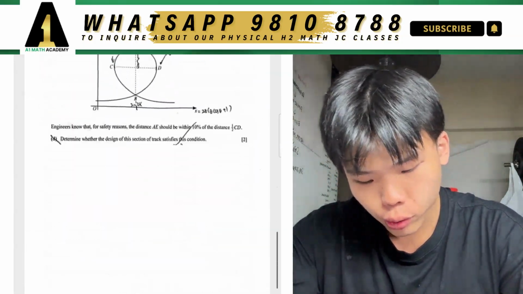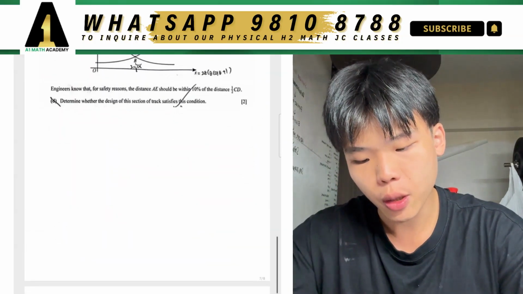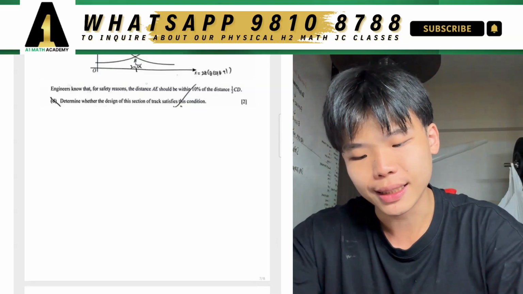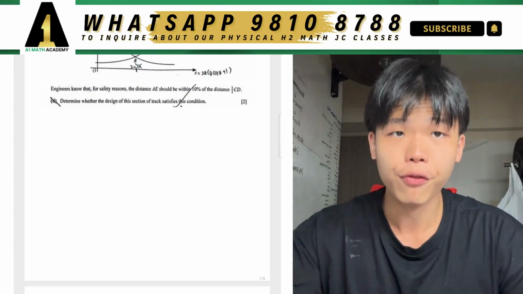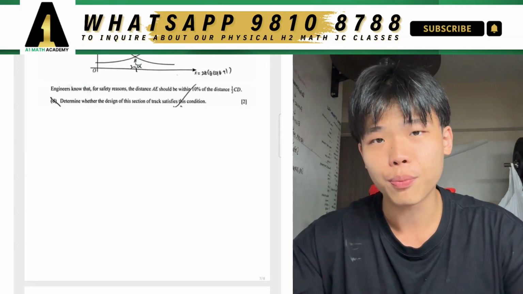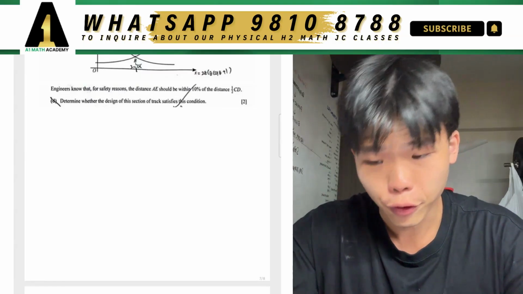All right, and now moving on to the last portion, which is D. They want us to know for safety reasons whether the distance AE is within plus minus 10 of the distance of half of CD. So of course, this is like a primary school question. You just need to find the length of half of your CD first.